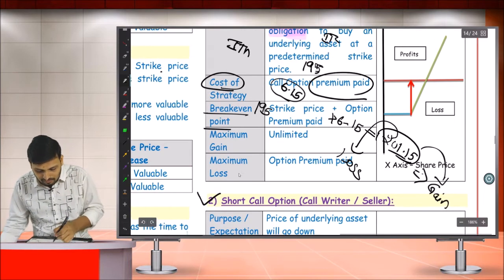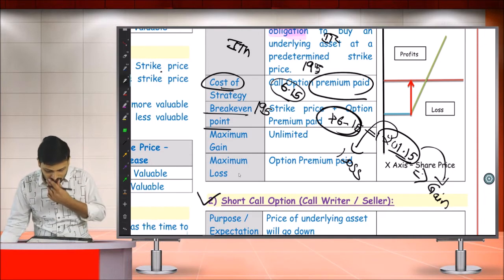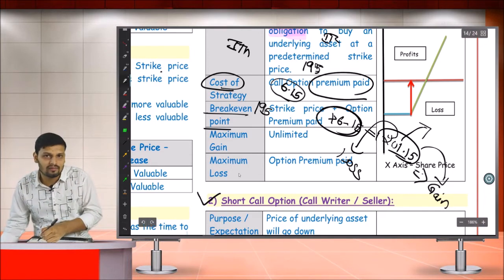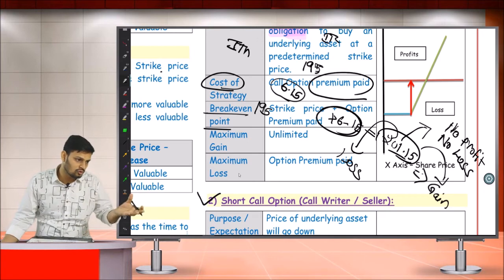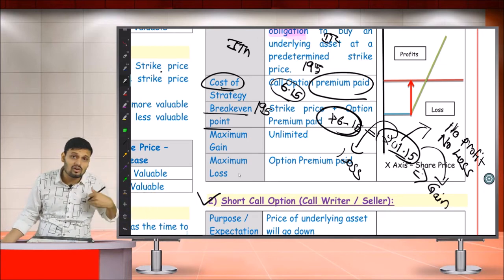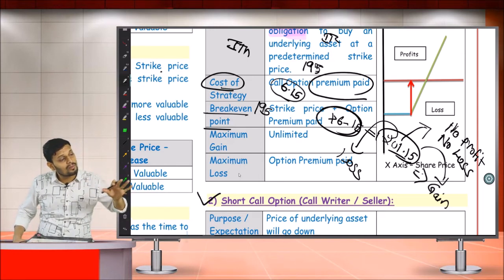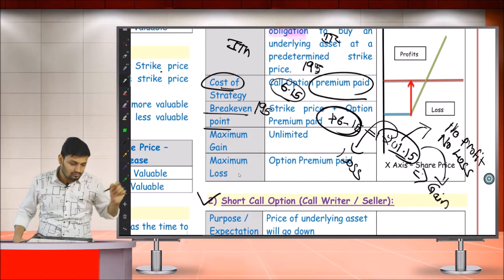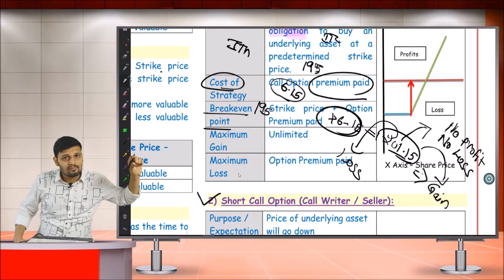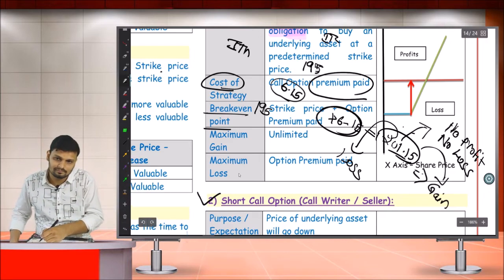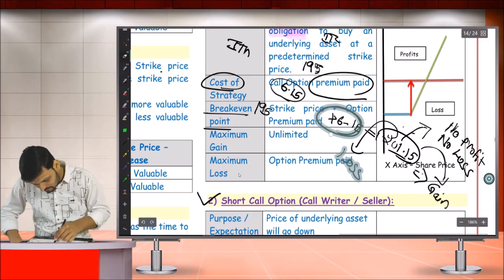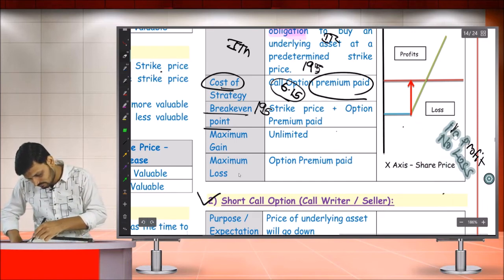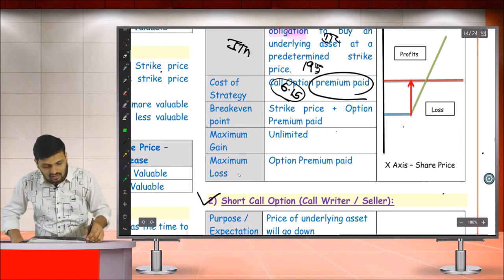I will lose what? I will lose this premium paid. If the price is exactly 201.15, it is a no profit, no loss case, correct? Because I have the option to buy at 195, but I've already paid premium of 6.15. So my cost has become 195 plus 6.15, 201.15. Okay, so I bought it at 195. So plus premium, that is my cost is 201.15 along with premium. So that is how we calculate the break-even point.